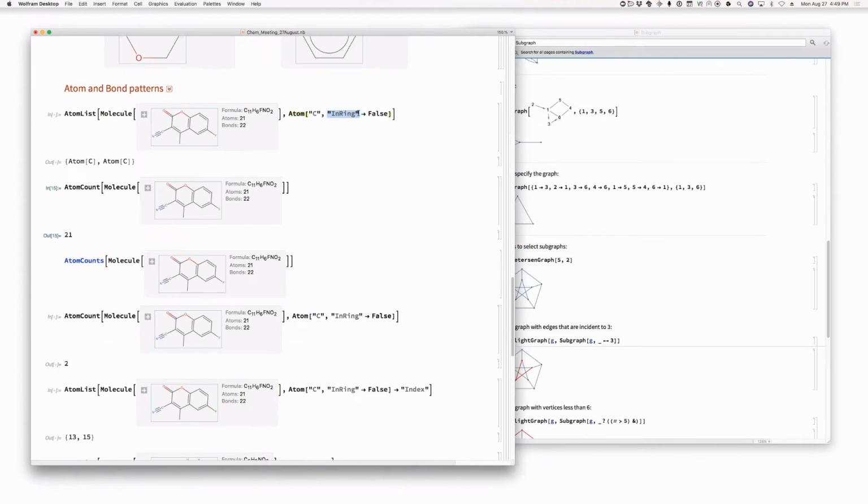Right. So that's essentially how you enter an atom pattern. An atom takes the first argument telling you what type of atom it is, and then everything after that is rules. What kind of things are in there?